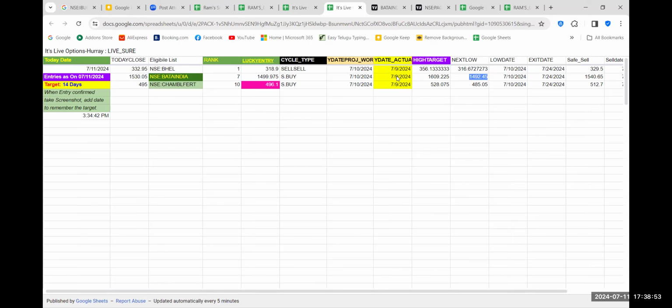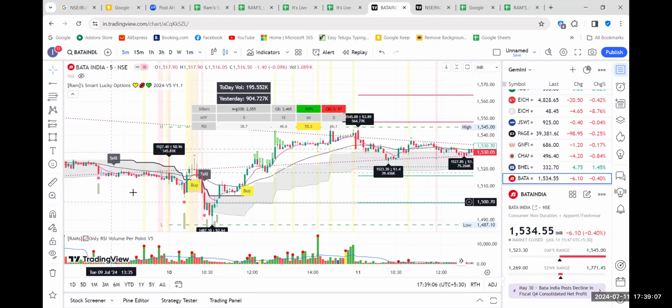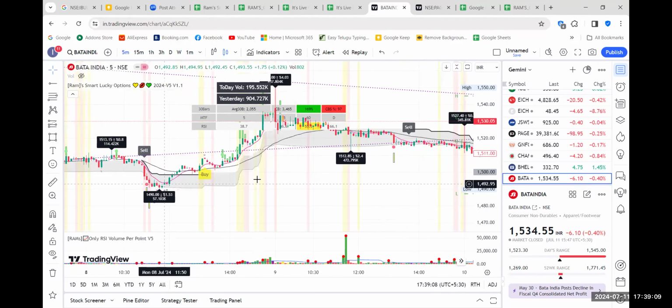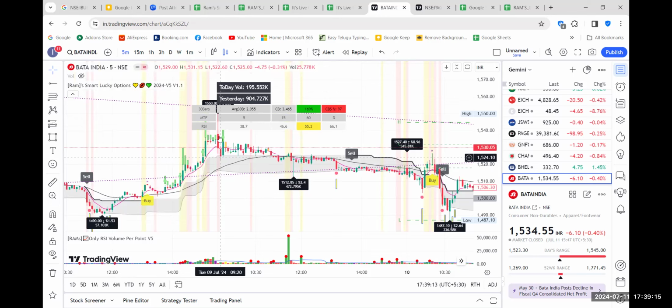Our entry confirmed on July 9th at 1499. Suppose we have missed it, or otherwise we have taken entry and we exited at the high pivot. Let's consider this is 8th, this is 9th. On the 8th, it opened at 1524, 1515.